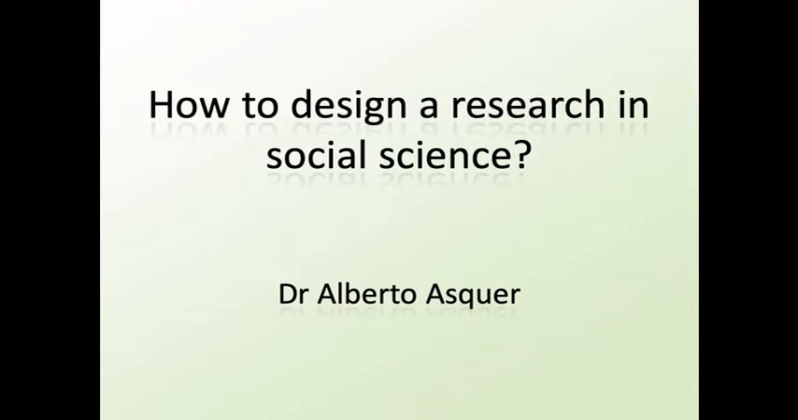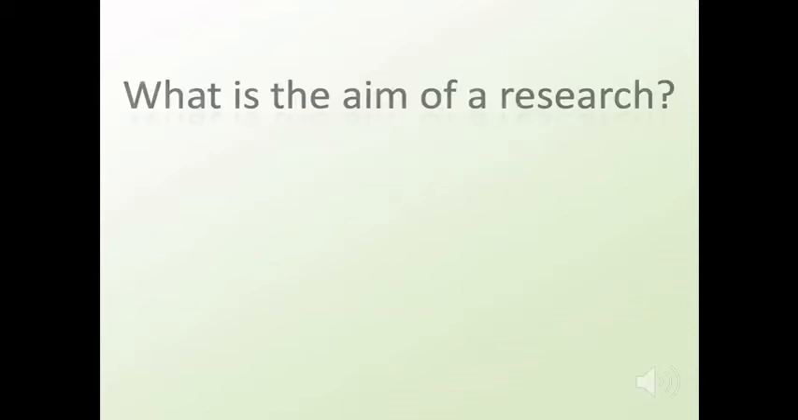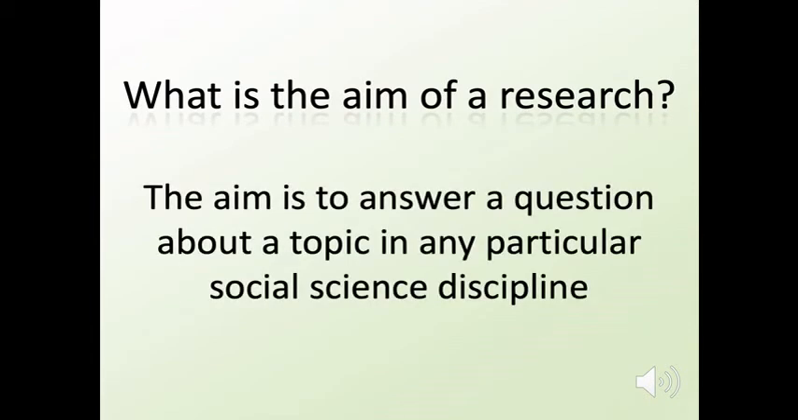If you watch this video, you must have an interest in designing a piece of social science research. But what is the aim of research? The aim is to answer a question about a topic in any particular social science discipline, be it economics, sociology, political science, or others. We answer the questions through a carefully designed research process.